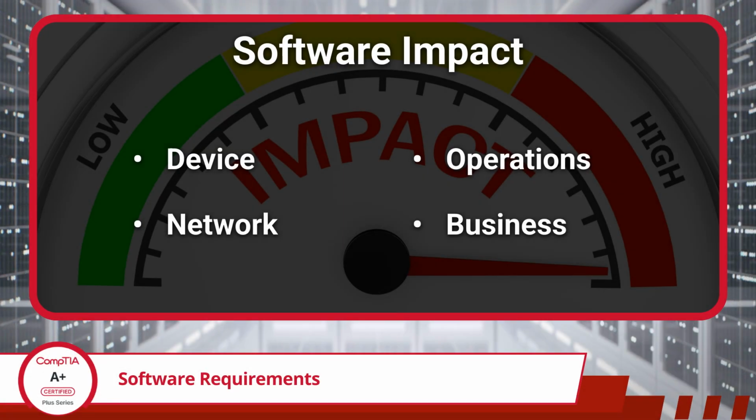Once you've confirmed the system meets the application requirements, the next step is understanding the impact of installing the application. Starting with the device, new applications can consume system resources such as CPU, RAM, and storage. A high-performance application might slow down other processes or reduce overall system responsiveness, especially on lower-end hardware.